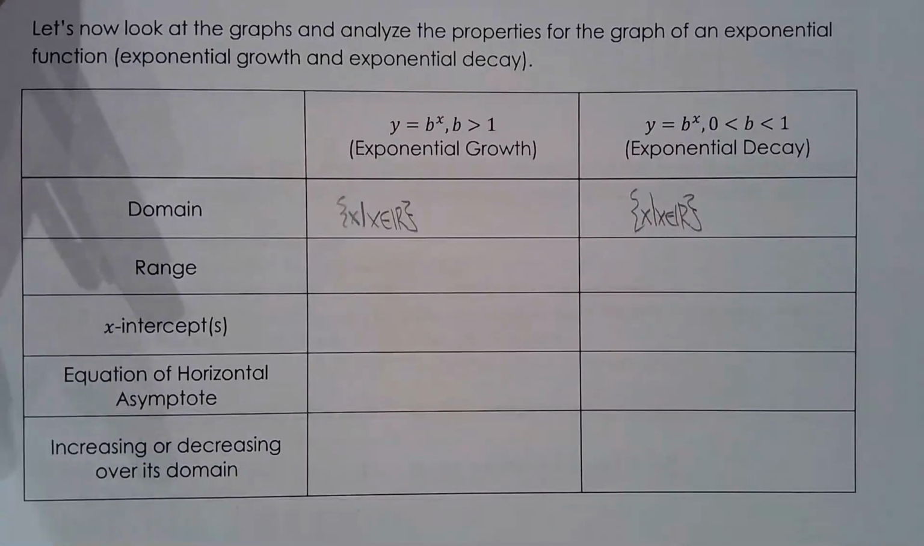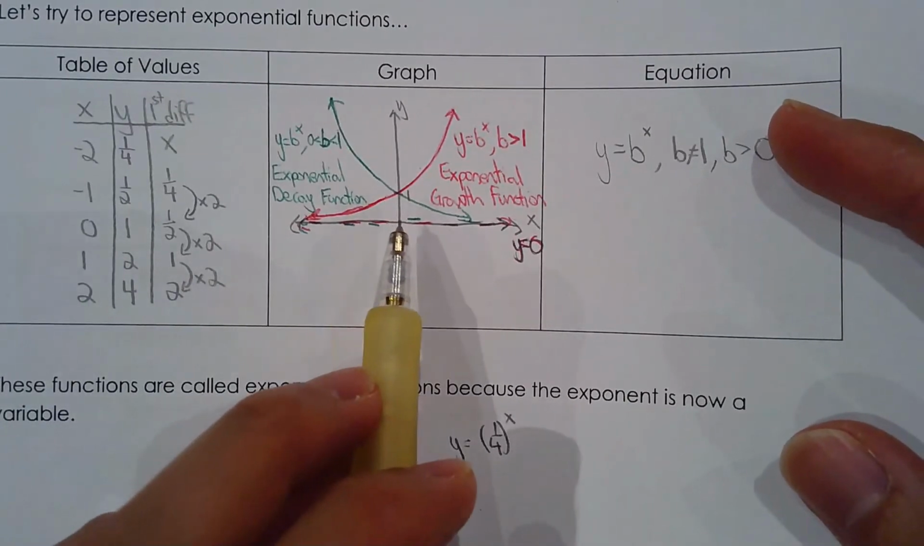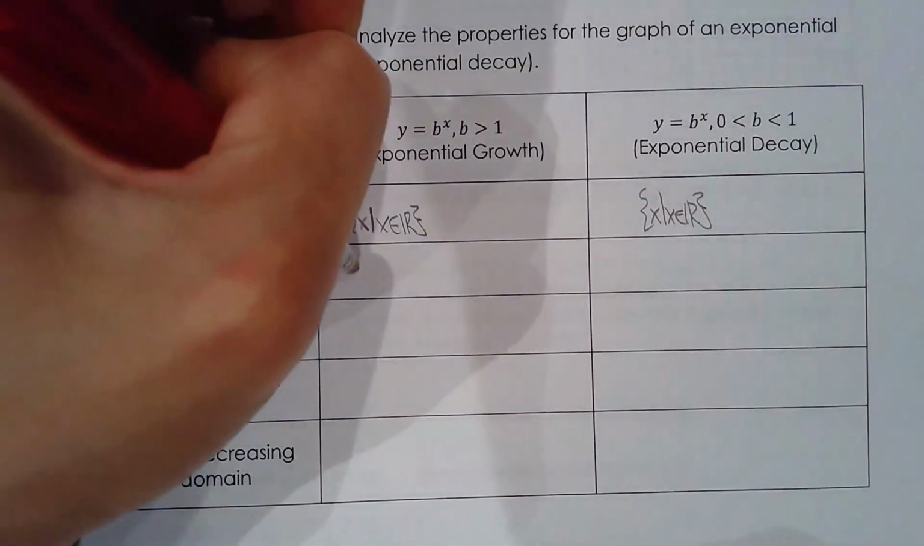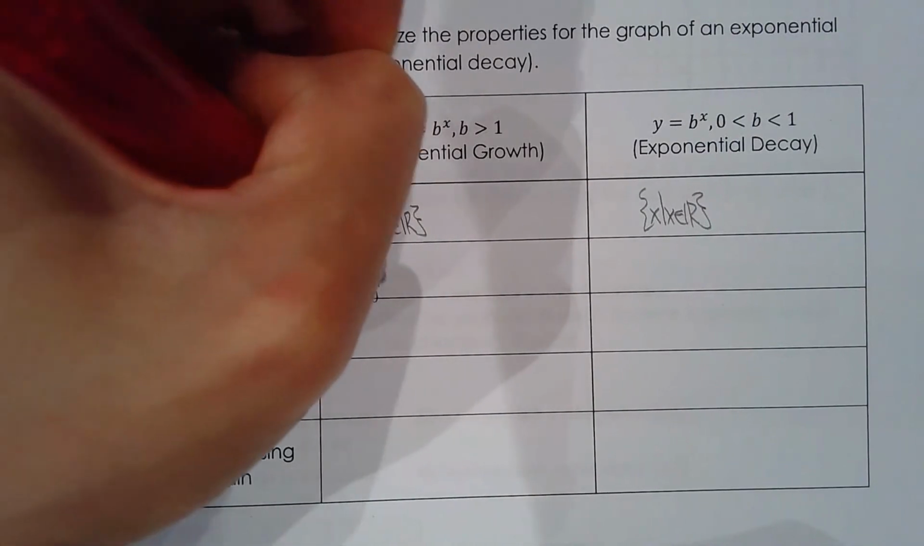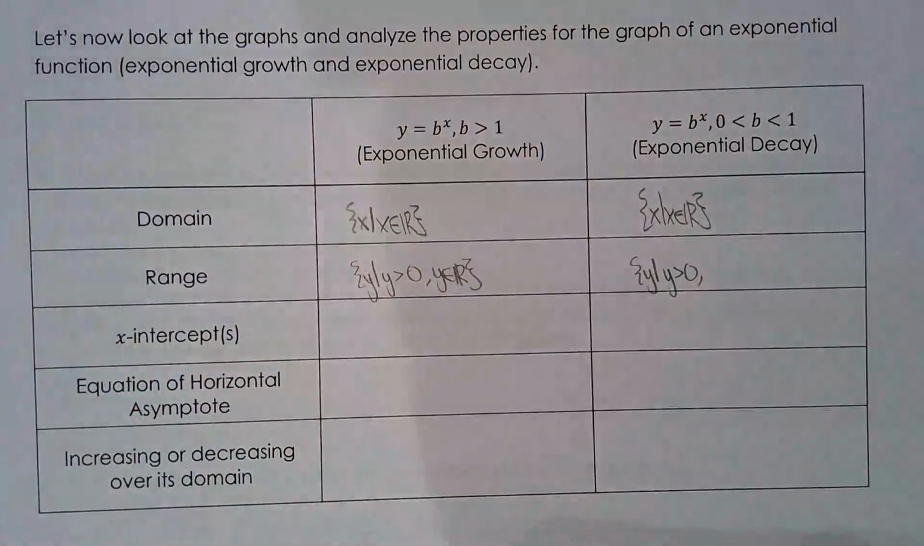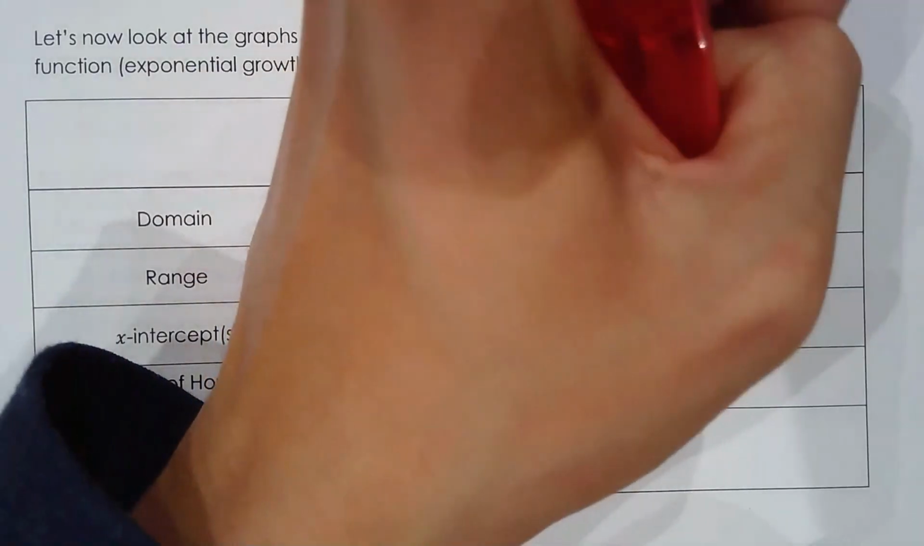Okay, what about the range? If you look back at the graph, let's quickly take a look. Whether it's exponential growth or exponential decay, the values of y are greater than 0, never being 0. So far so good. It seems like exponential functions, whether growth or decay, share a lot of properties here. Well, that makes it easy, right?